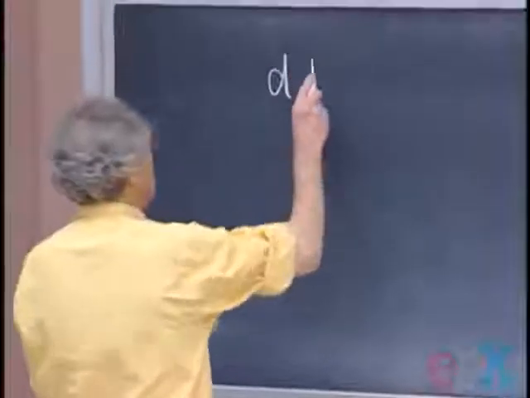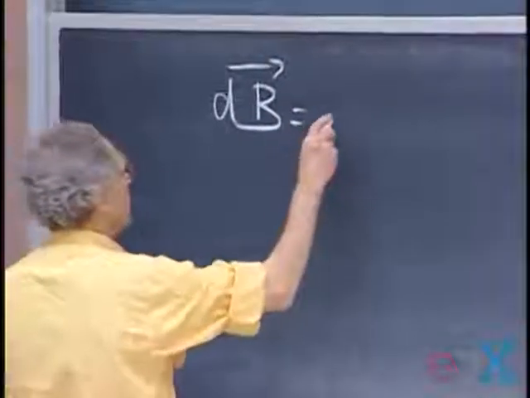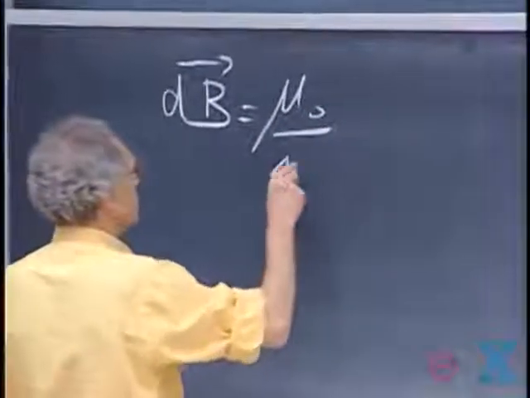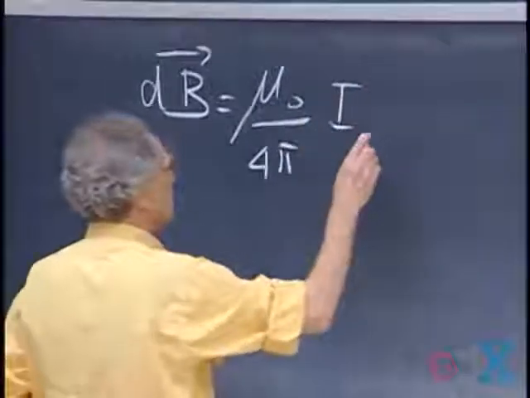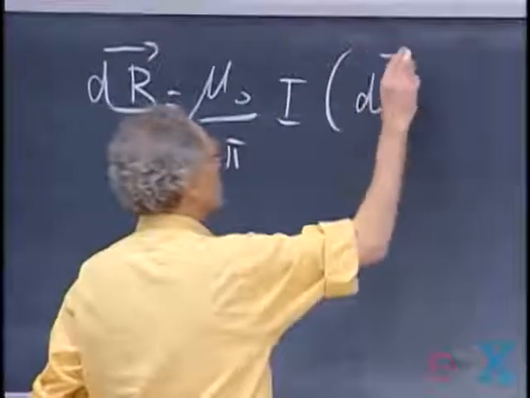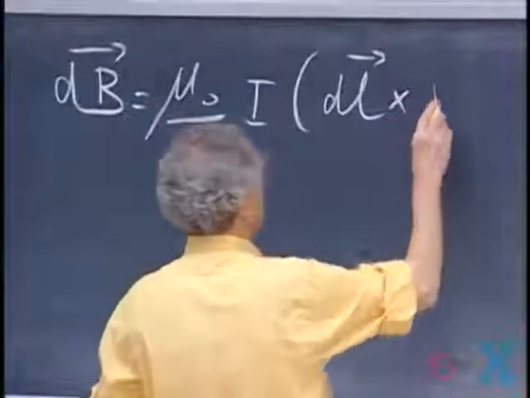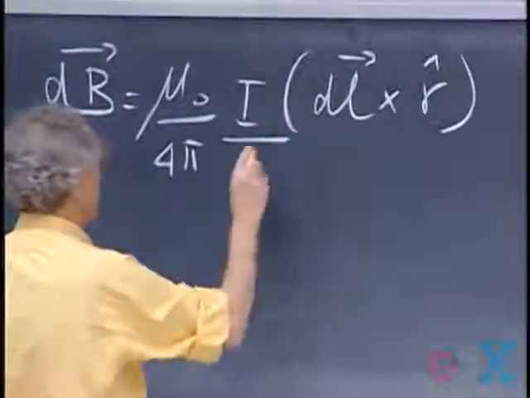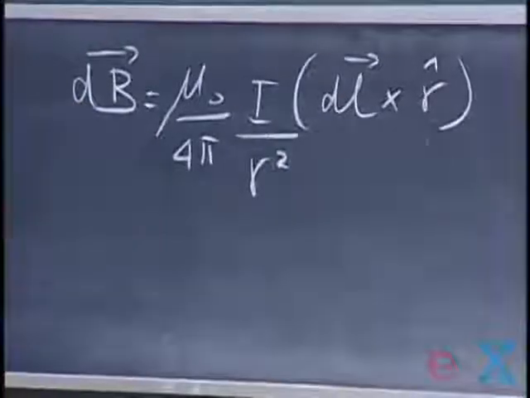All right, let's first start with Biot-Savart. There are not too many problems that one can do with Biot-Savart. dB equals mu0 divided by 4 pi times the current I, dl cross r divided by r squared. That's the formalism.